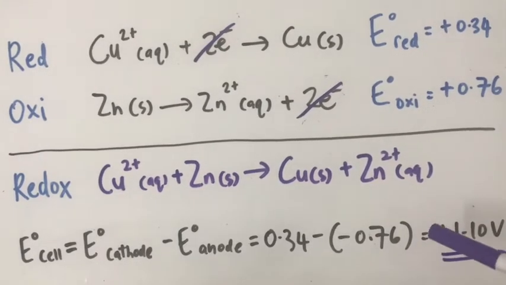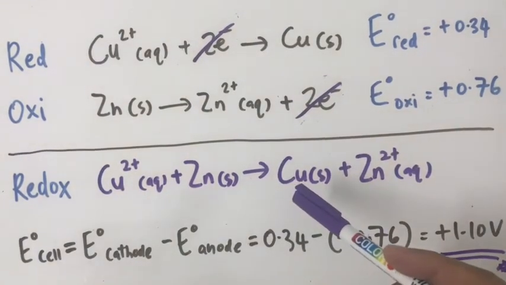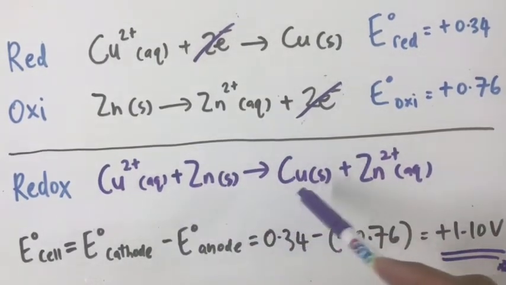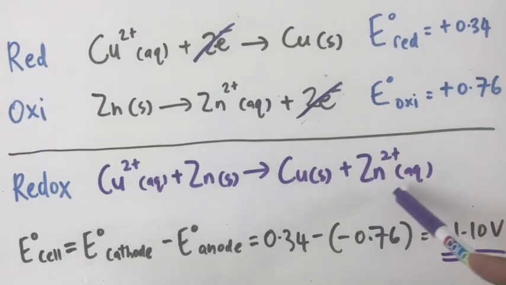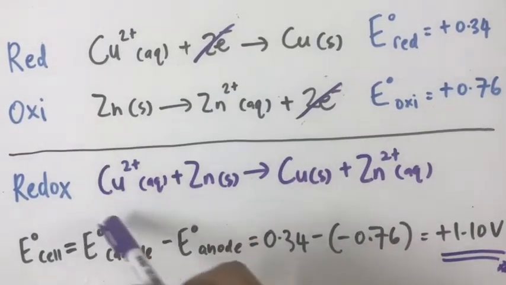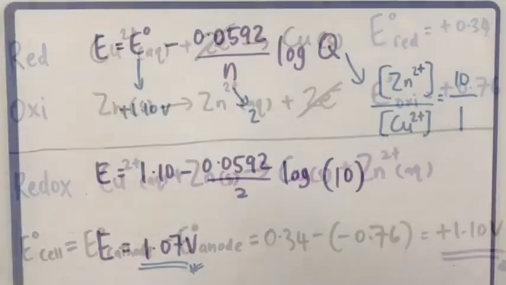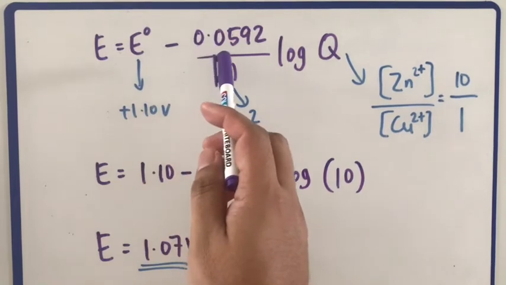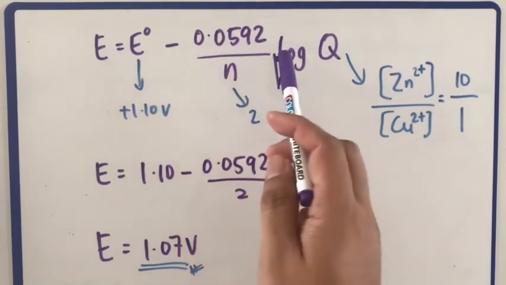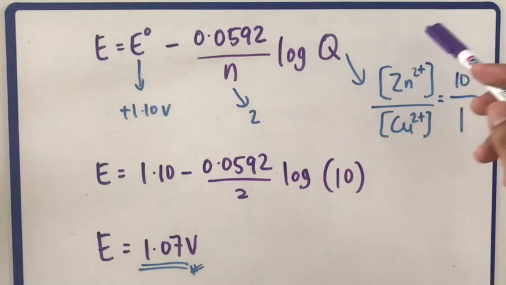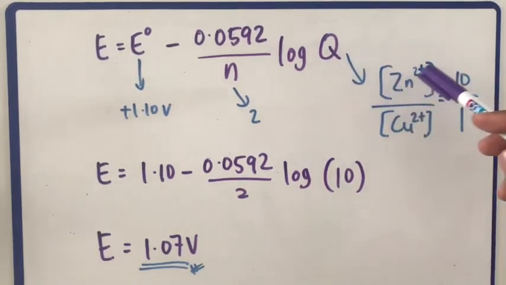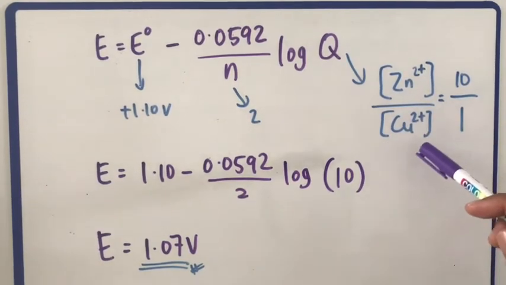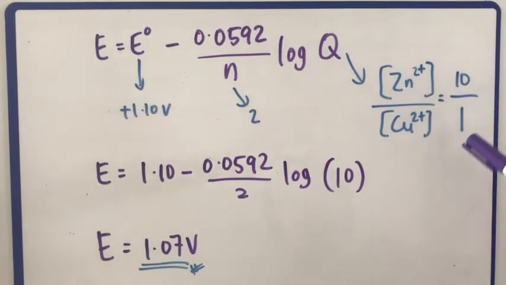However, in the Nernst equation, we have to neglect the solid form, so we use the concentration of the product in aqueous form and the concentration of the reactant in aqueous form. So we have the Nernst equation where E equals E naught cell minus 0.0592 divided by n times log Q. Q is the reaction quotient, found by using the concentration of the product divided by the concentration of the reactant, here 10 molar divided by 1 molar.